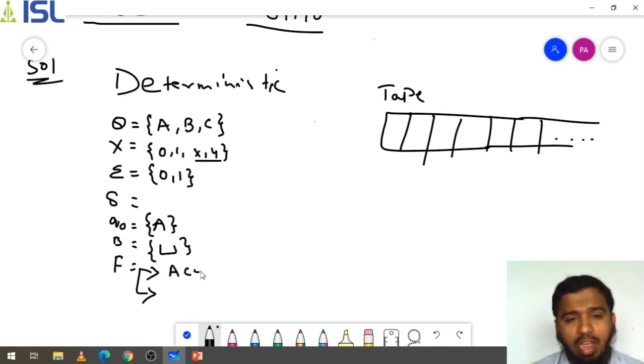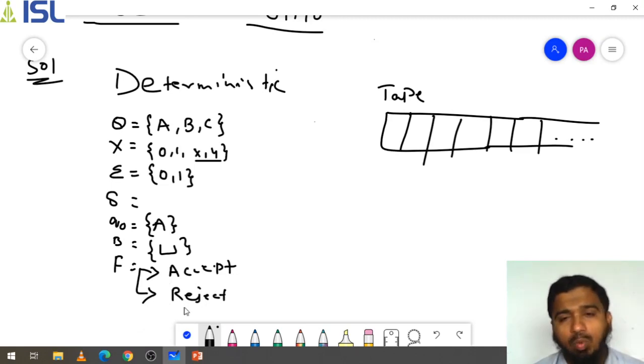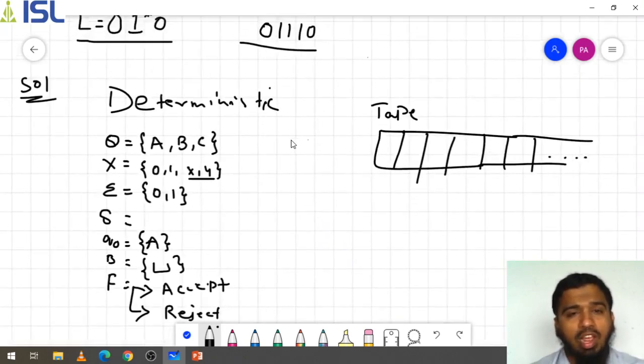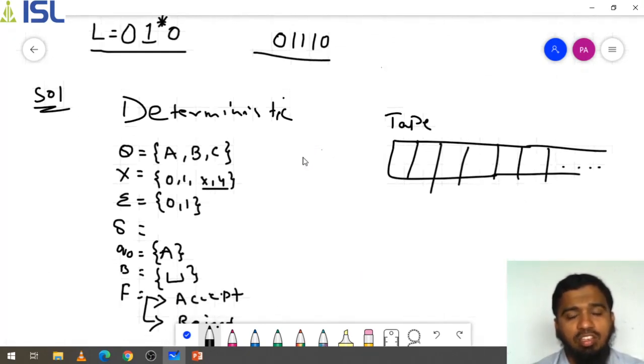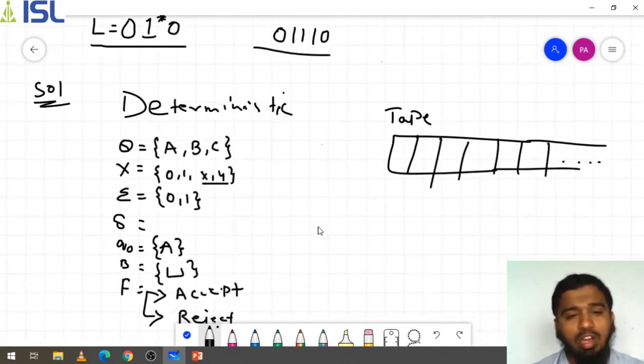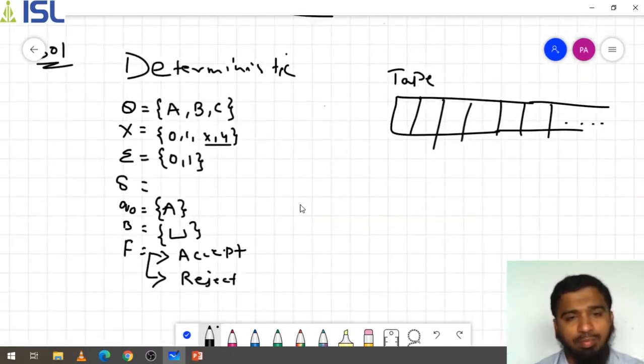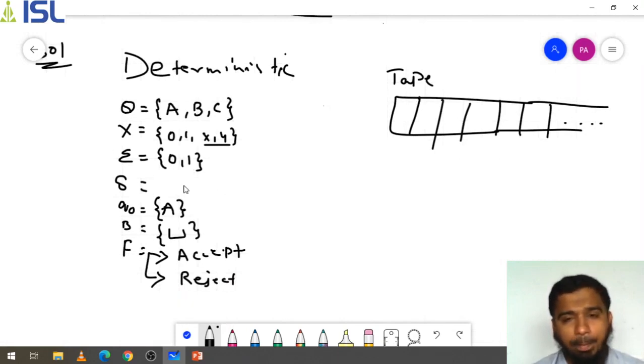And the two final states will be there, as we discussed in the previous video. First one is accept, second one is reject. That means in this problem we will get the two final states: the input string whatever you are giving will be accepted or rejected. Okay. So, we already found this. Now, we need to use the tape and solve this problem.